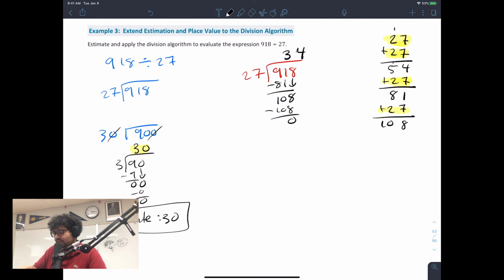All right, so in summary, the closer your estimation is to the actual number, the closer your answer will be. All right, that's it.